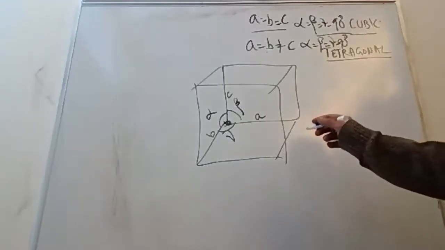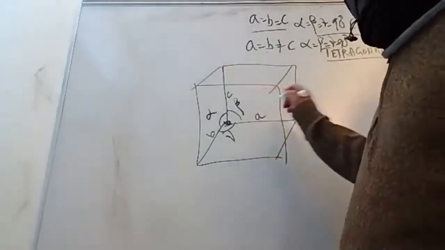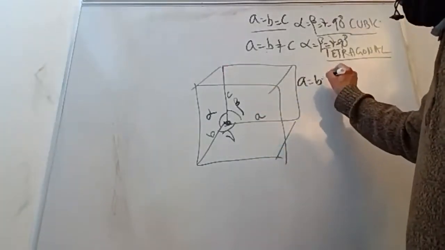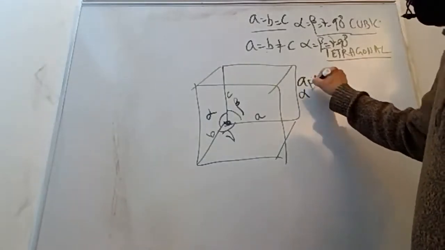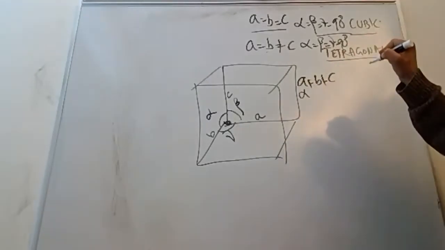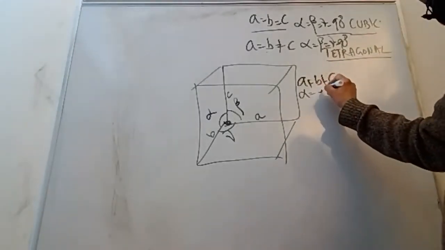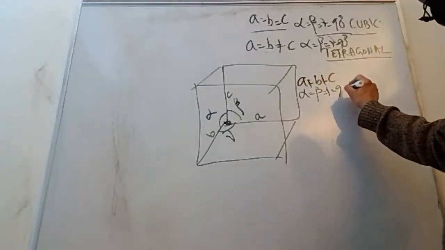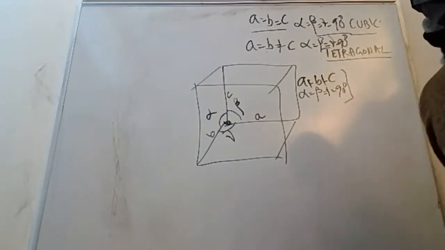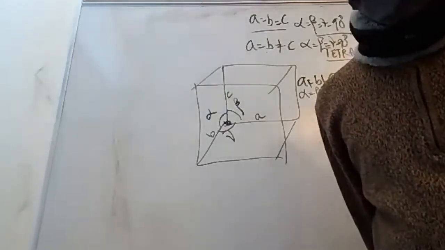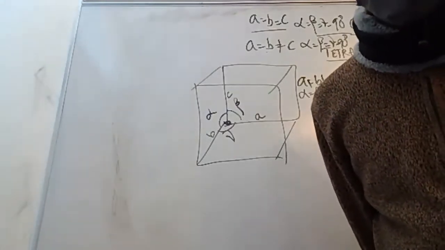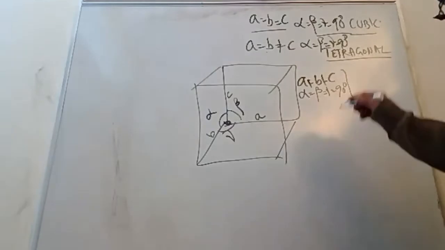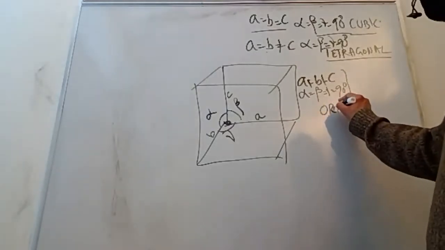So you can also have situations where A is not equal to B, not equal to C, but all the internal angles are equal to 90 degrees. You can have a situation where the sides are unequal in all sides, but all internal angles are 90 degrees, which is what we call orthorhombic.